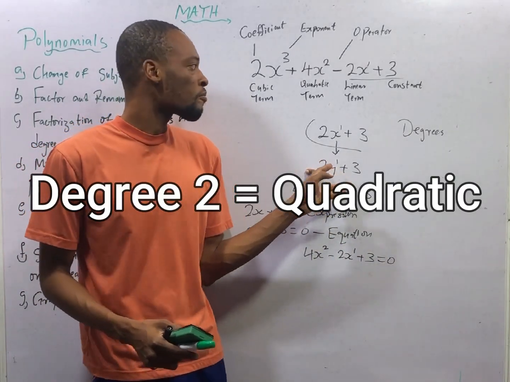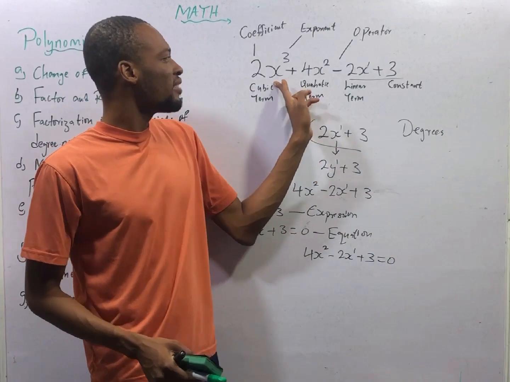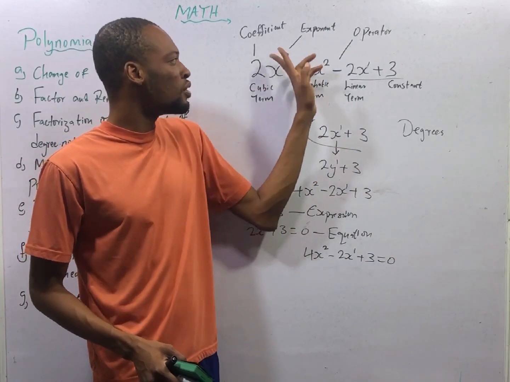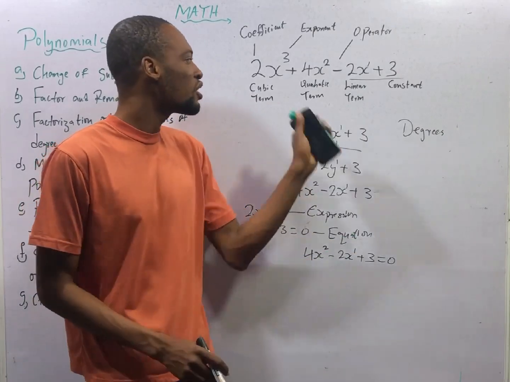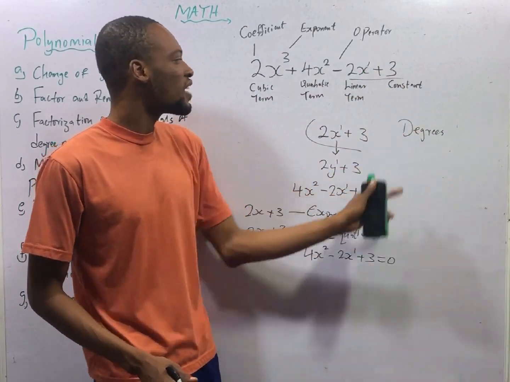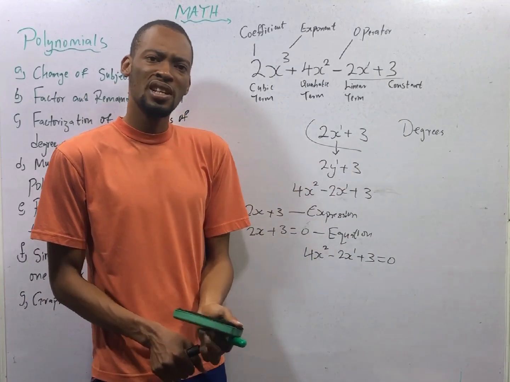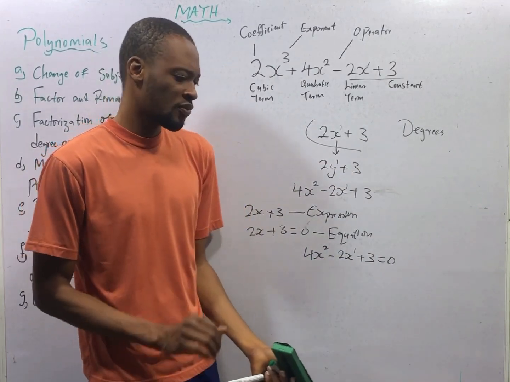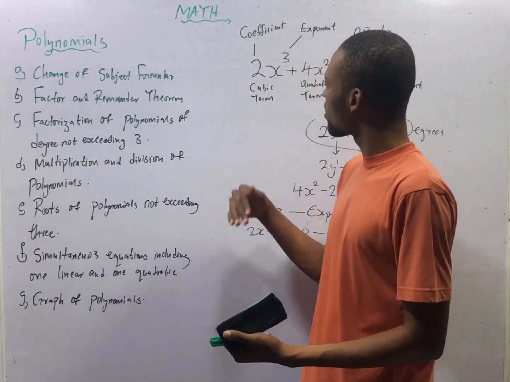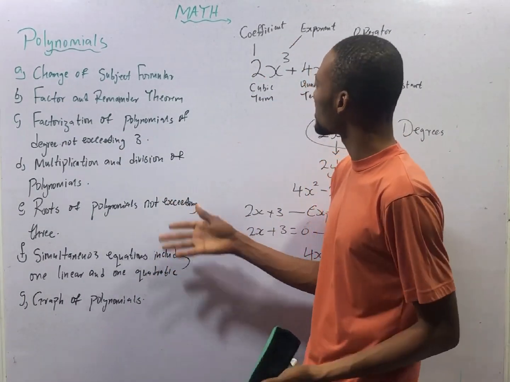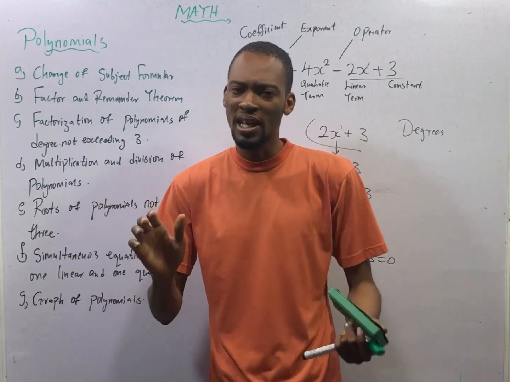Now, a polynomial where the highest power of the variable is 3, like in this case, is a cubic polynomial or a cubic expression. If there is an equality sign, it becomes a cubic equation. Now, in mathematics generally, any expression with a power of 2, 3, 4, 5, and 6 are all referred to as polynomials.